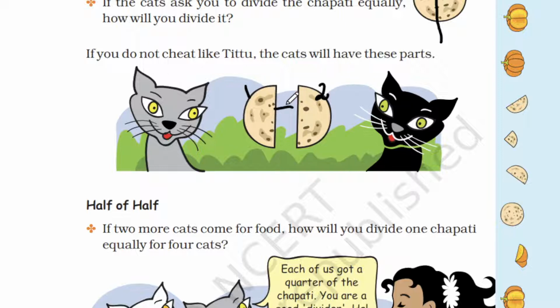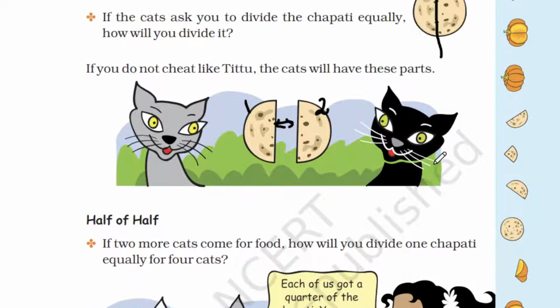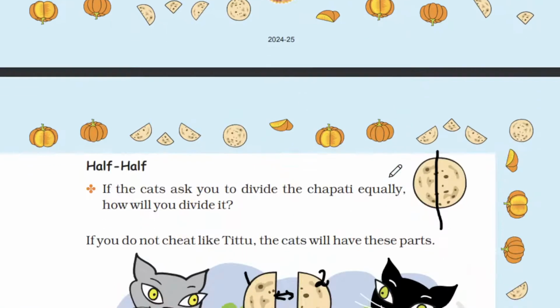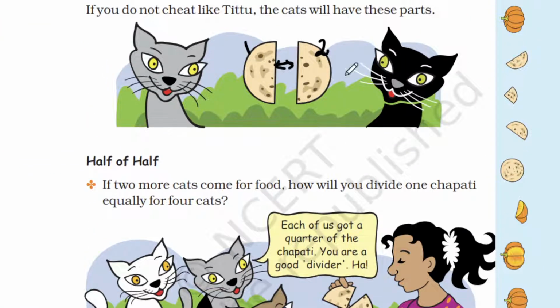And together it is called a whole. Okay. If you do not cheat like Tintu, these cats will eat these parts. If you are doing it and if you are not cheating like this monkey Tintu, both the cats will get an equal share. Okay.